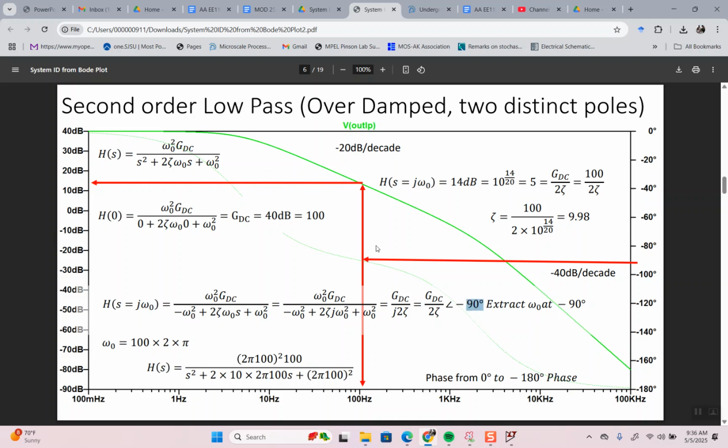So you read off, so now you're here, right? You read off the gain at that point, which I said was 14. Okay, so 10 to the 14th divided by 20 is 5. And then I calculate the damping coefficient and I get almost 10. And when I do these questions, I try to make things really obvious, like a damping coefficient of 10 pushes these breakpoints really far away from each other.